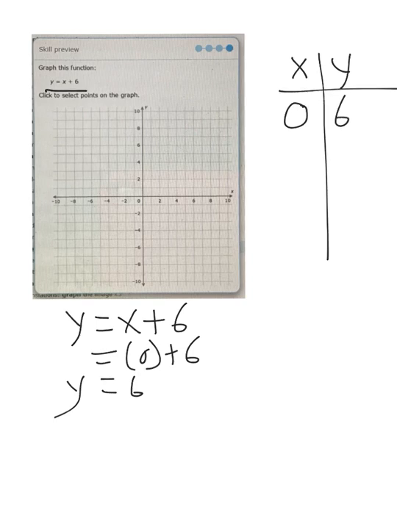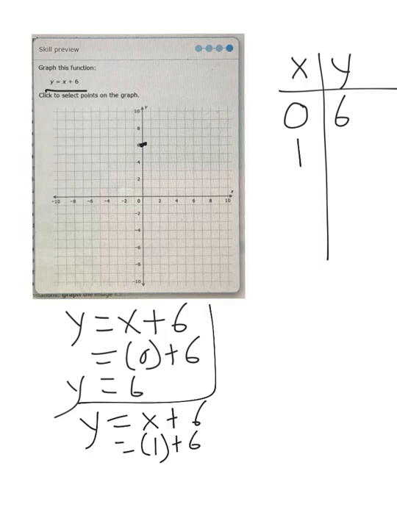So I'm going to go ahead and graph that. 0 across, 6 up, right in there. Sorry, a little hard. Okay, let's try for another one. Let's do 1. y equals x plus 6. When x is 1, 1 plus 6, y is 7.